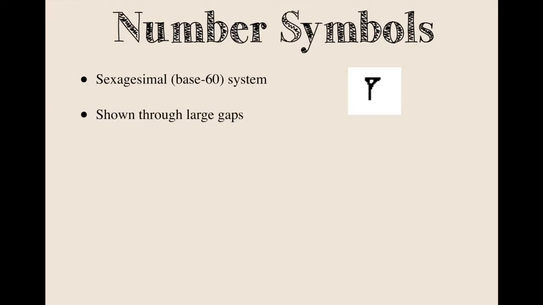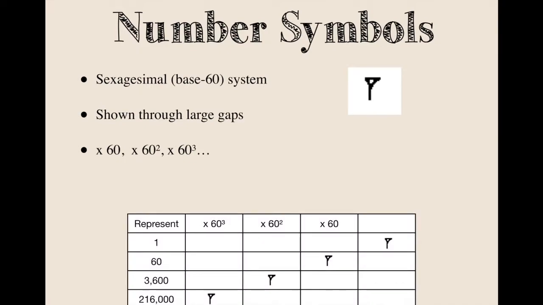So the value of this little triangle with a rod is mainly shown through large gaps. As it moves farther, it could be 60, it could be 60 to the power of 2, or 60 to the power of 3. Here you can see a chart or table that has the little triangle with a rod placed in different places.